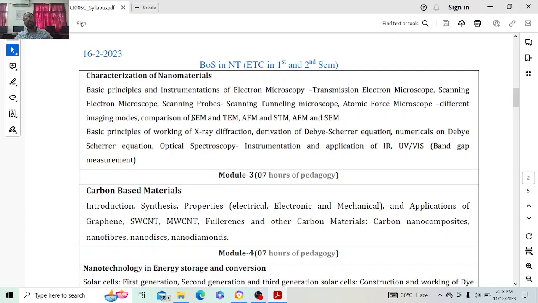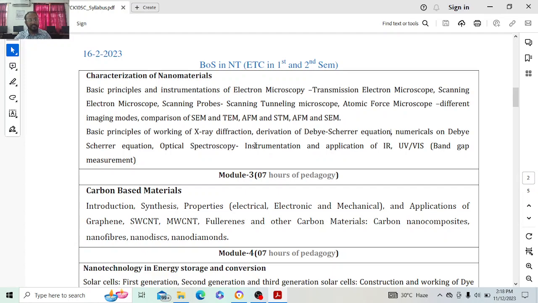So we need to understand their characteristics and properties with the help of electron microscopes. SEM will give you the morphology, TEM also will give you the morphology with a three-dimensional structure, whereas AFM, the atomic force microscope, will give you whether this particular surface is smooth or hard. All those things can be understood using AFM. And then the difference between SEM and TEM, all those things. Next, basic principles, that was about the electron microscopes.